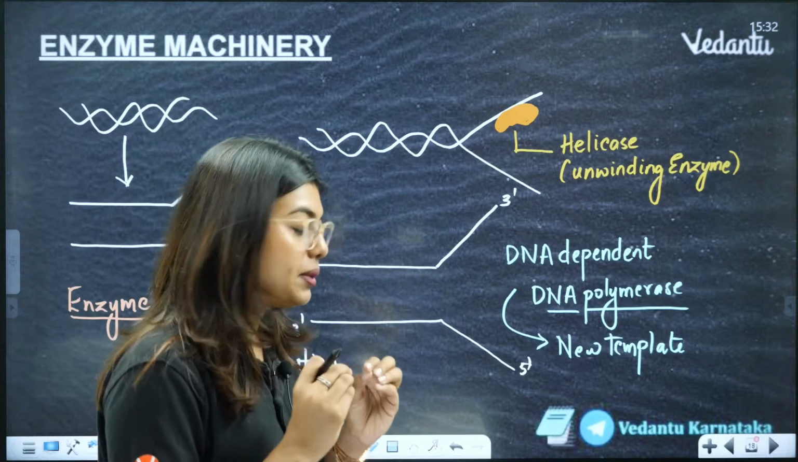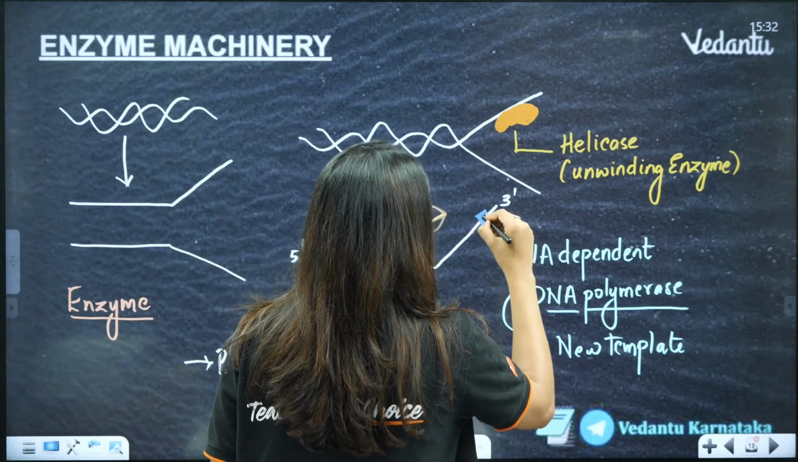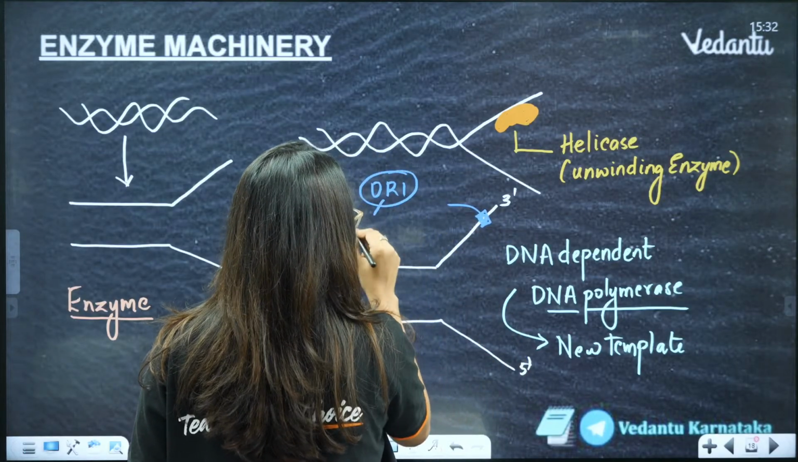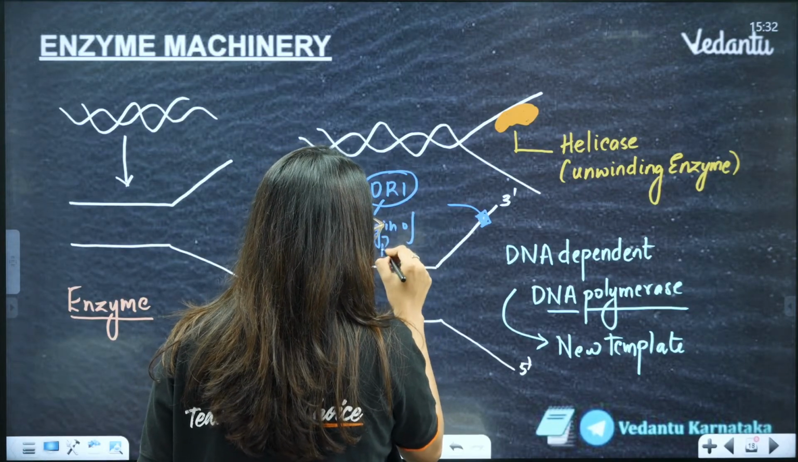In the DNA, there will be a region which is called your ORI, which is called the origin of replication. If this is not there, then we cannot do replication at all. This is called the origin of replication.